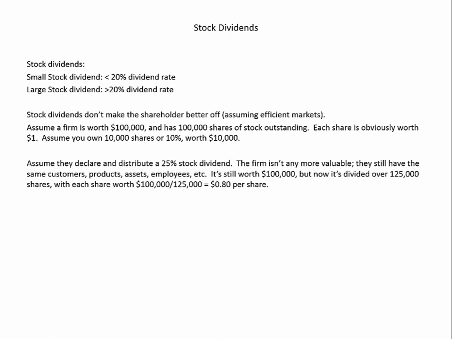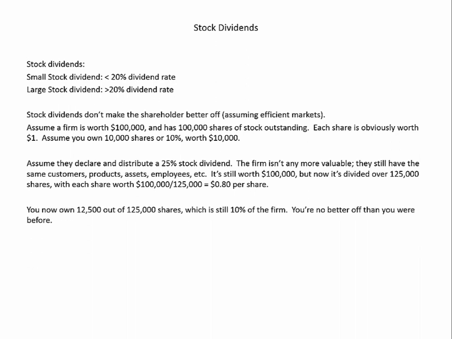Now let's assume they declare and distribute a 25% stock dividend. The firm isn't any more valuable. They still have the same customers, the same products, the same assets, all the same things in terms of their economics are the same. The firm is still worth $100,000. But now, that $100,000 in value is divided over 125,000 shares, so each share is worth proportionally less, or 80 cents per share. You now own 12,500 shares. Your 10,000 that you originally had plus 25%, out of a total of 125,000, so you still own 10% of the firm. You're no better off than you were before.